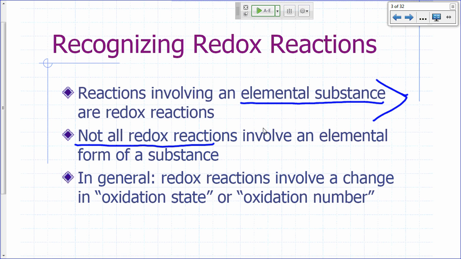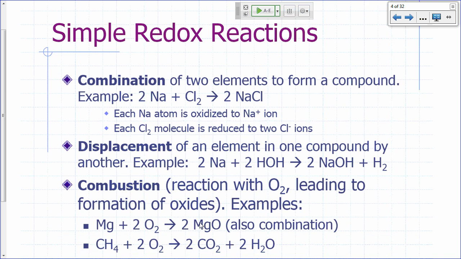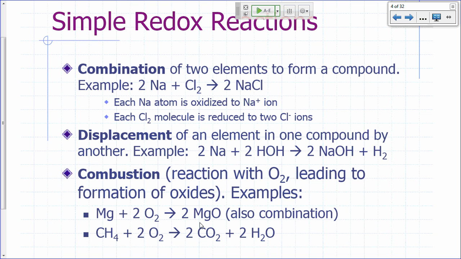In general, to tell if a reaction is a redox reaction, you have to look at the oxidation state or oxidation number of the elements involved in the reaction. If there's a change in oxidation number, then you have a redox reaction. Let's illustrate that first with a few examples. Let's look at some simple redox reactions.